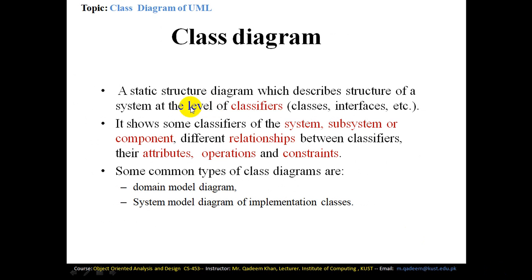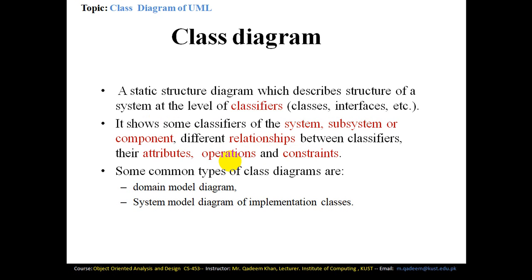Okay. Again, the class diagram is a static structure diagram, which in fact describes the structure of the system at the level of the classifiers. And the classifier here means classes and interfaces. So basically, in the class diagram, we have certain classes, and then we also have interfaces among the classes. So interfaces are a relationship in the classes. We will discuss interfaces later on. It shows some classifiers of the system, subsystem, or components, the relationships between the classifiers, and the attributes, operations, and the constraints in the classes.